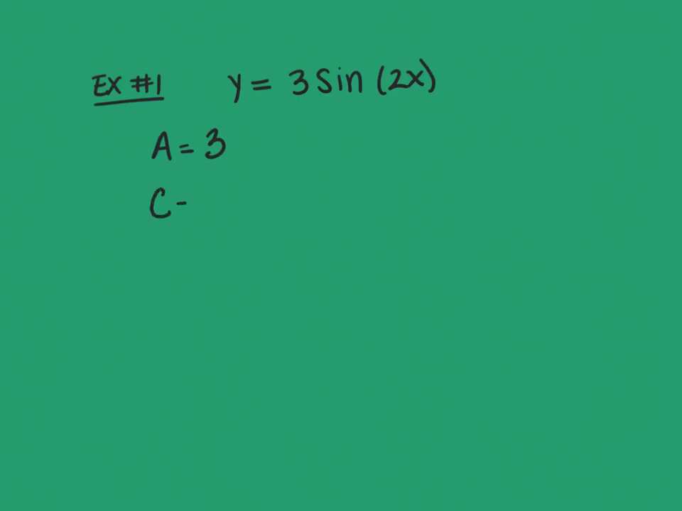Next, I want to find C, which means cycles. Again, from yesterday, you should remember that the cycles is the number that's next to the x. So the number of cycles we'll see here is 2. Next, I want to find the period, which I'll label as P. Now, there's a formula to find period if you don't have a graph. The formula is 2 pi over b, where b is the number of cycles.